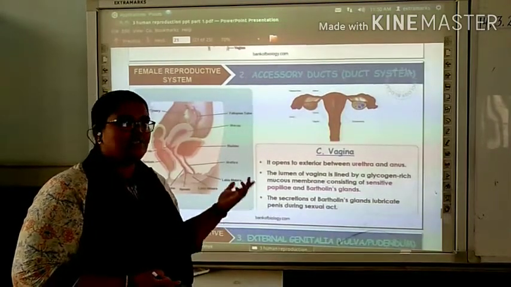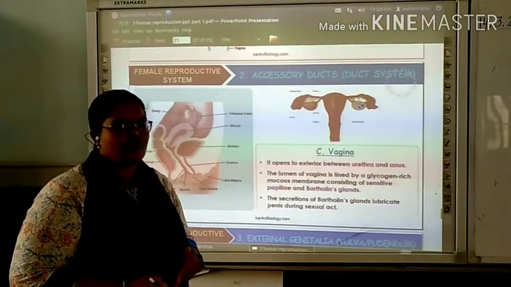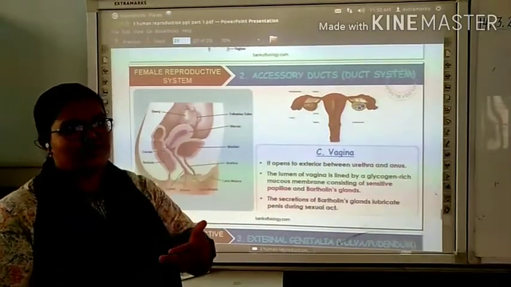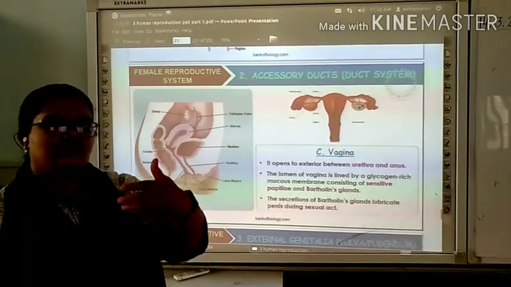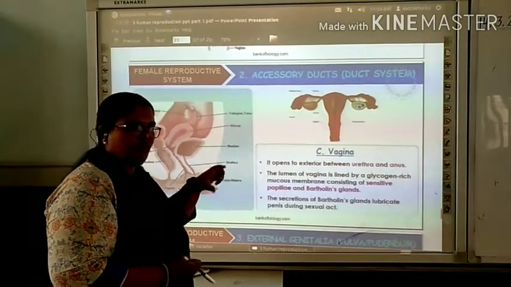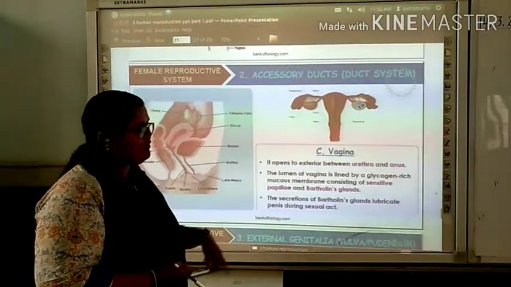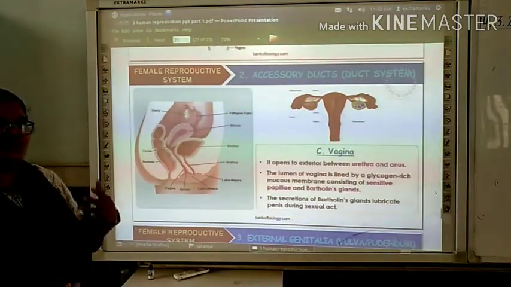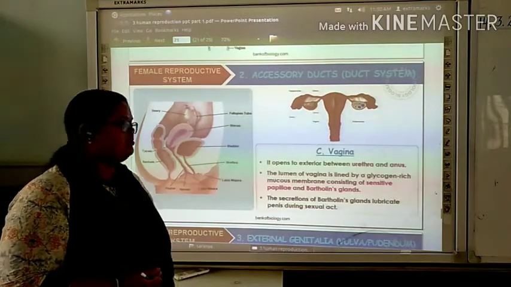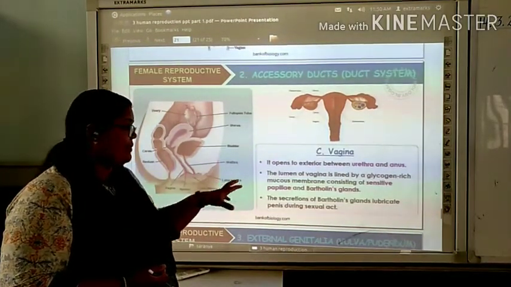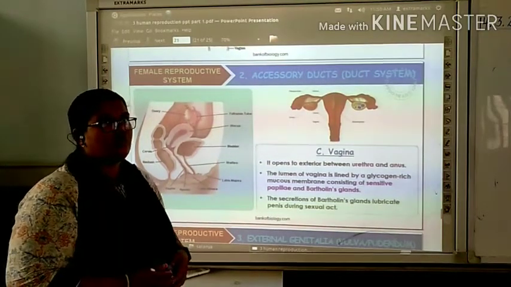So we can say that at the time of menstruation the flow is through the vagina, but at the time of copulation the penis ejects the semen into the vaginal part. And the lumen of the vagina, the path of the vagina, is lined by a glycogen-rich mucous membrane, consisting of very sensitive papillae, and there are also some Bartholin glands.